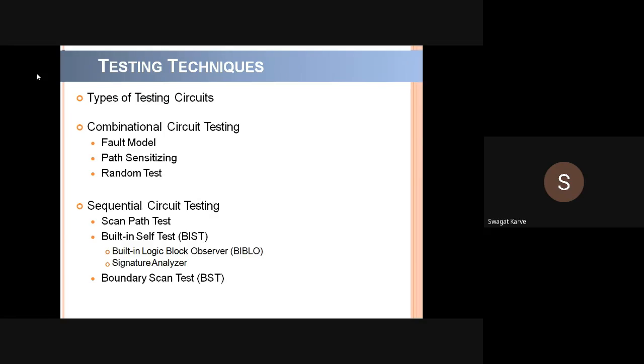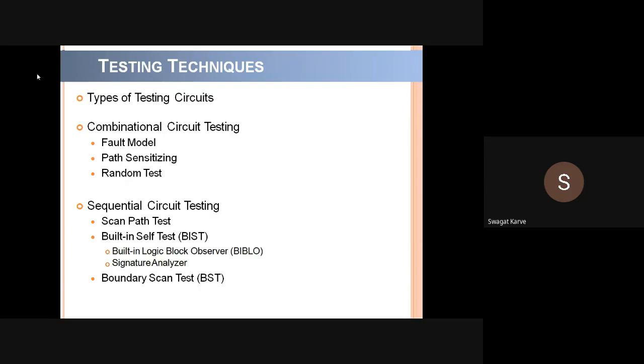And what about the sequential circuits? Now we have again three methods. Actually, in the second method, we have many sub methods, but at broad level, we have only three. First one is scan path test. Second one is built-in self test, and last one is boundary scan test. The built-in logic block observer and signature analysis are part of that built-in self test. But in general, we have three methods to test the sequential circuits.